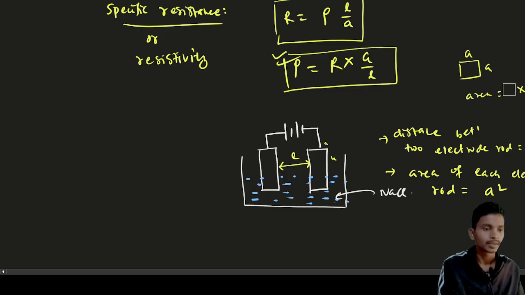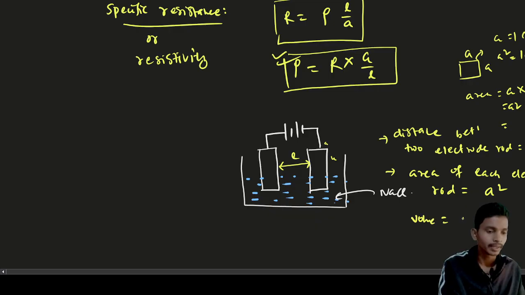If we say that this is A square, and each unit is 1 centimeter, let's say A equals 1 centimeter, then A square equals 1 centimeter square. And if the distance between the lengths is L, and this is 1 centimeter, then the volume will become area into length. The area we have is A square, and the length is L, equal to 1 centimeter.